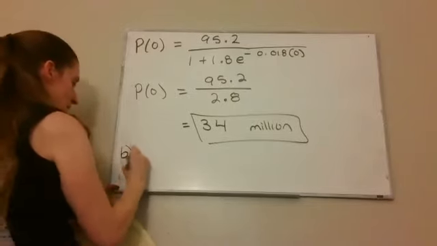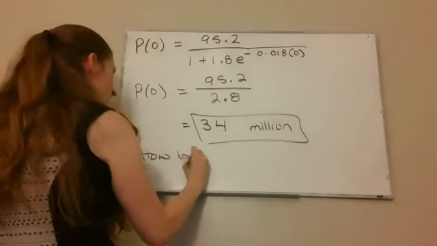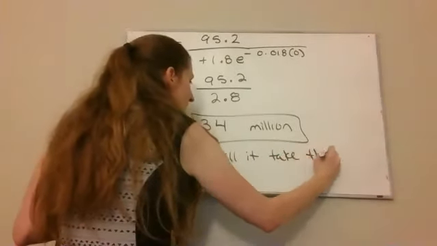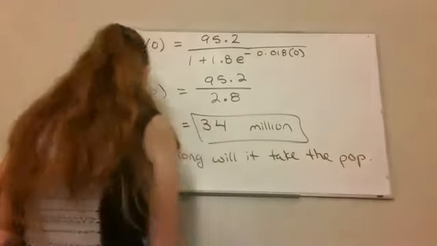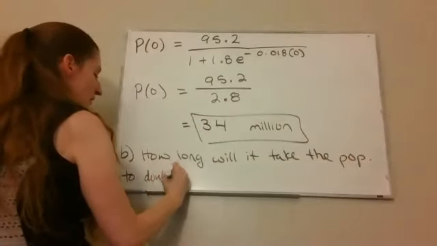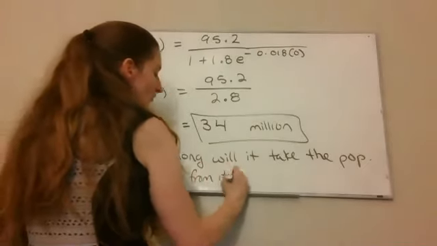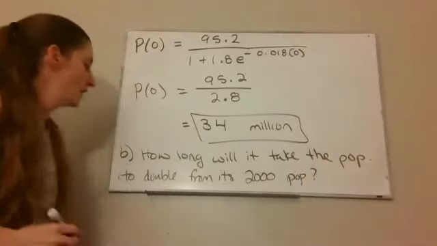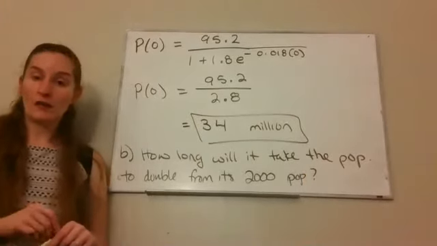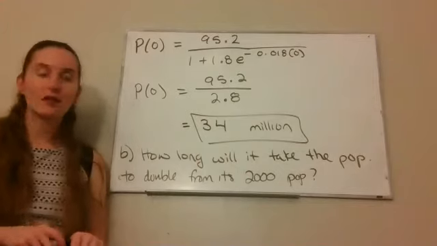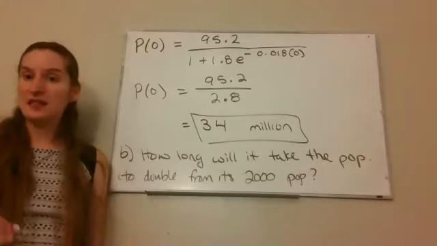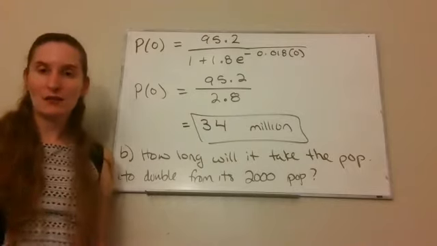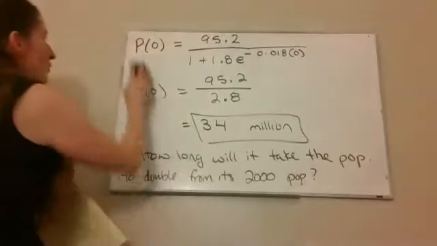Part B, how long will it take the population to double from its 2000 population? So my population in 2000, we just calculated, was 34 million. We want to know how long it's going to take to double. Double 34 million and you get 68 million. So we want to find out when our equation equals 68.